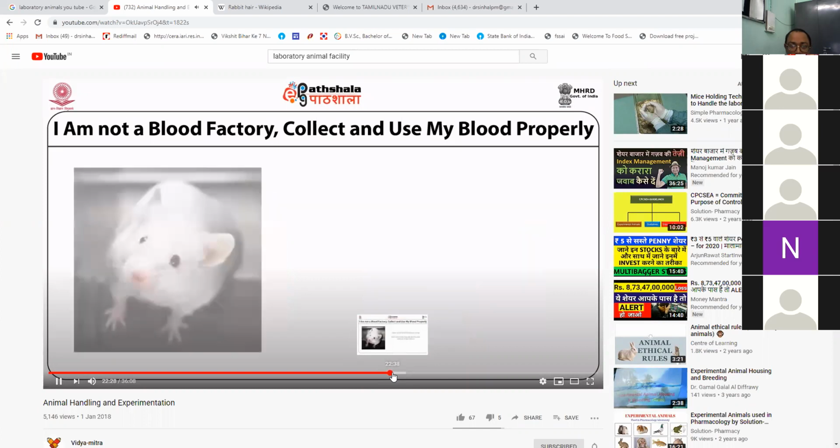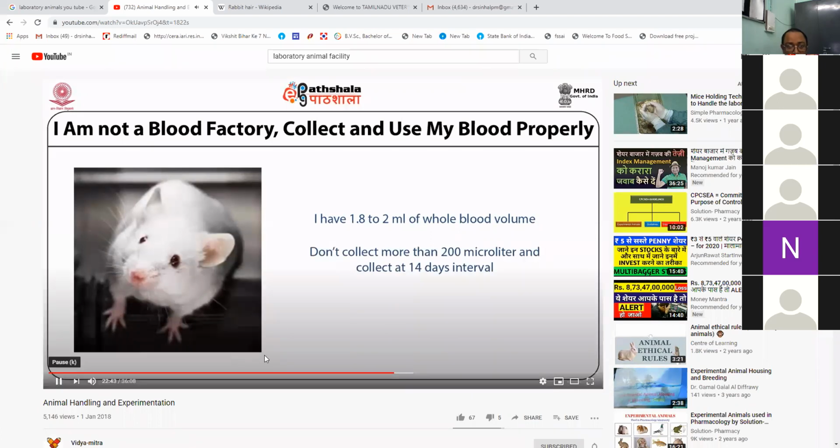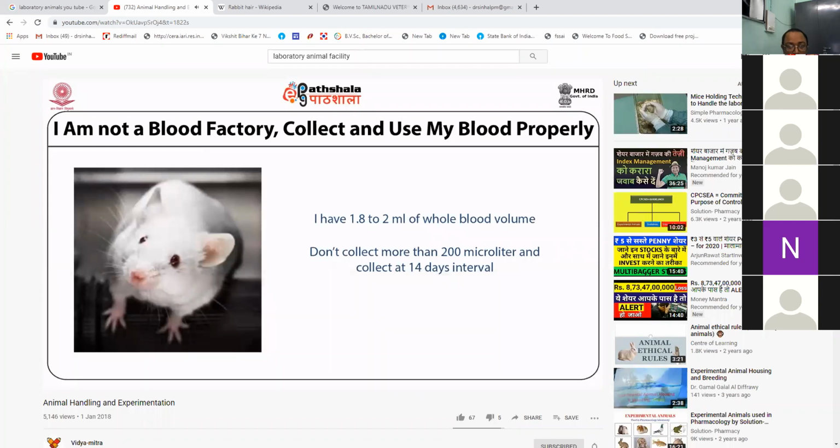For example, a mouse usually has 1.282 ml of whole blood. That is the total volume of blood in a mouse, and you should not collect more than 200 microliters, and the collecting interval should be around 14 days. This is important for any study, and the animals will not have problems and their health will also be very good.